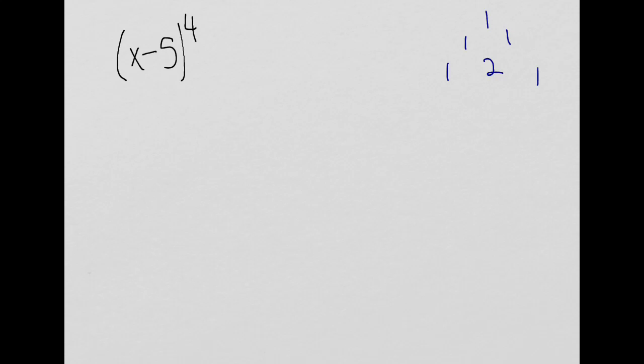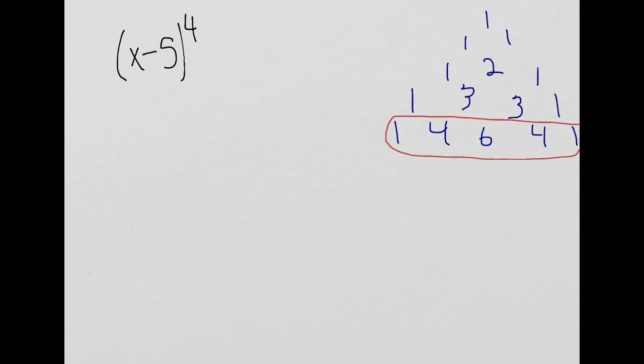So I get a 2, and then I get 1, 1, and then I add these two to get this one, that gives me a 3, and same thing here, add these two to get a 3, 3, and then my last row is going to be 1, 4, 6, 4, 1. And this is actually the row that I'm going to use.